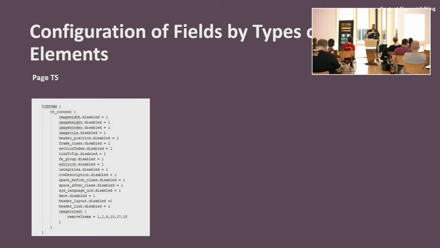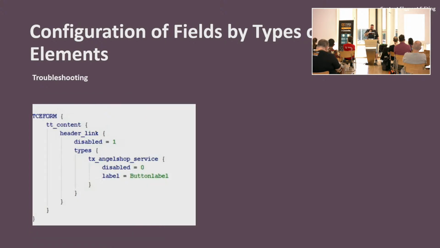You can do it about the permissions, but you don't want it for editing for every group, and this is the way to do it. But here again, you can override per types. Set some things you want. The header link, for example: you will disable it for all elements except the Angelshop service element. Then you can override it here for only one element.